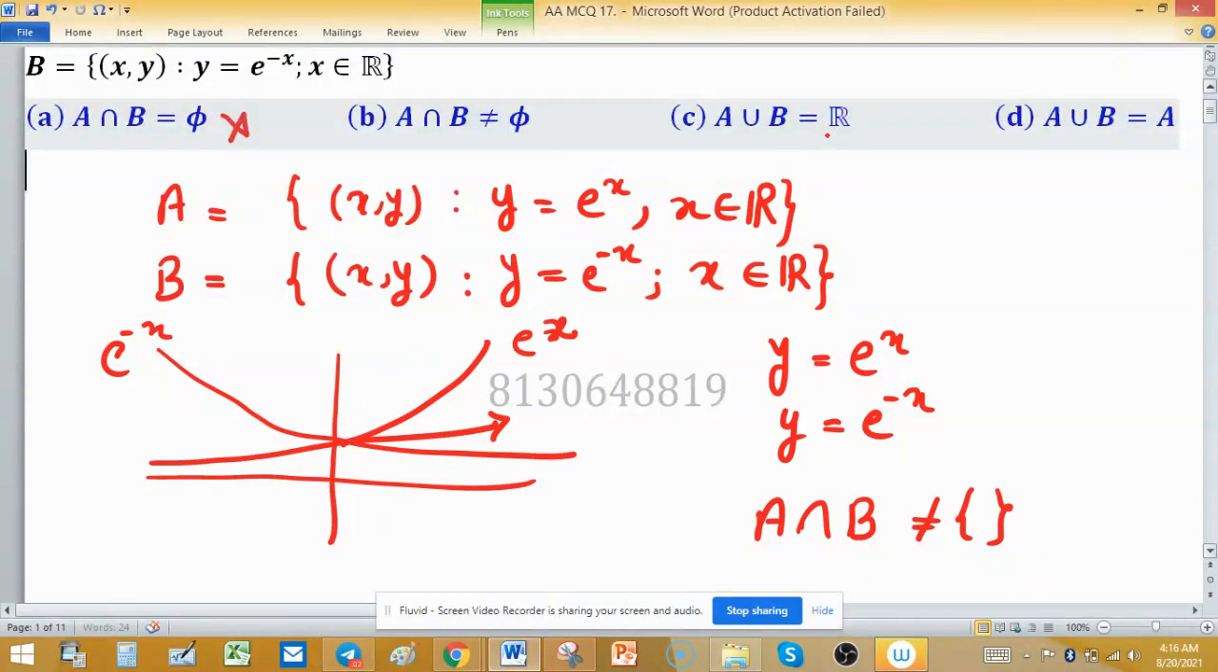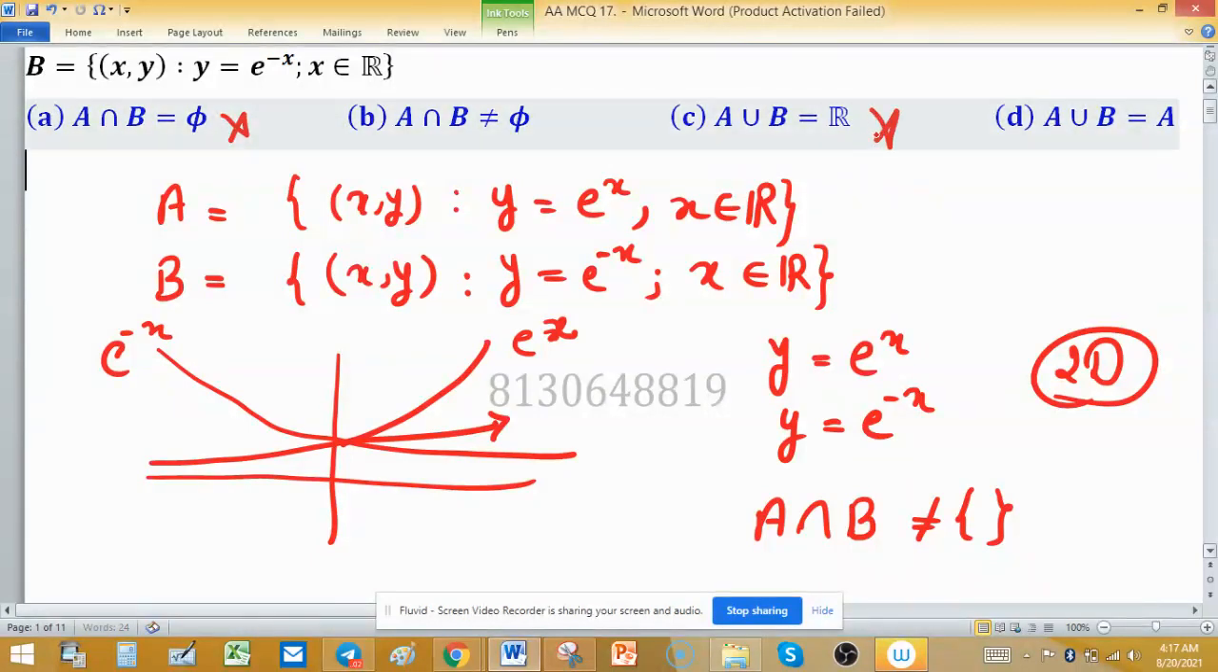In option C, A union B is equal to R. As you can see, this is the graph of a single variable function, and the graph of a single variable function will come in 2D, or two dimensions. So the union can never be equal to the real line. It can be R square, but never R.